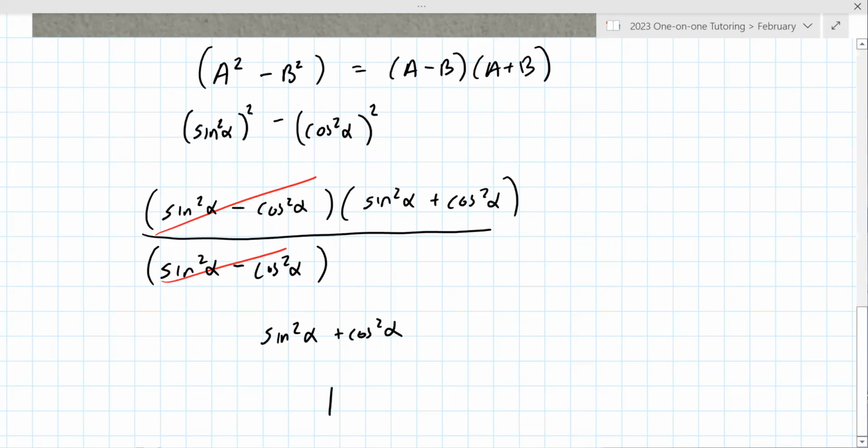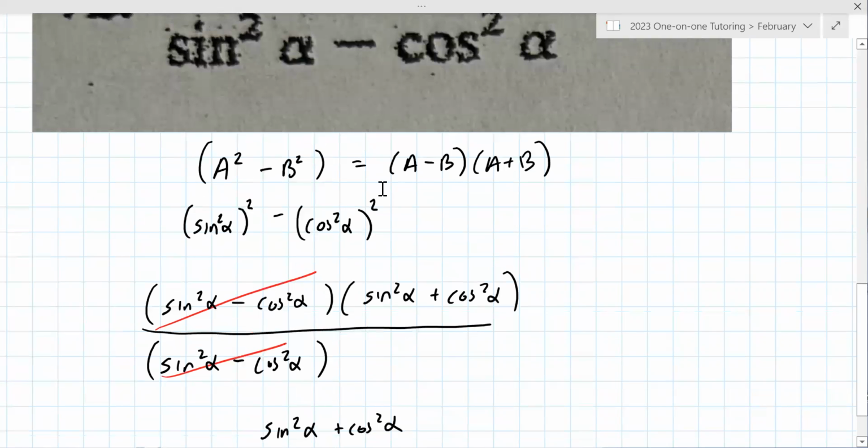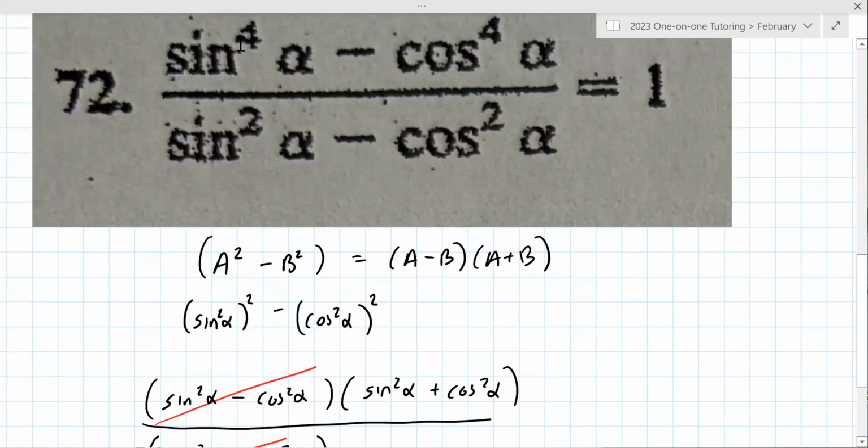Sorry, how did you split it into sine squared alpha minus cosine squared alpha again? That's the whole difference of squares. So the numerator is a power 4 minus a power 4. And that's just a variation on the difference of squares, where the thing inside parentheses is squared. So when you square a square, you get back to a 4. Oh, squared, okay. Yeah.